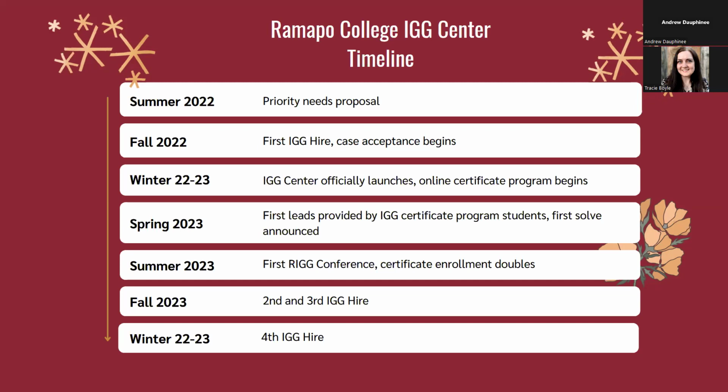Spring 2023 marked a significant milestone as students from the IGG certificate program provided the center's first leads, leading to the announcement of our first identification. During the summer of 2023, the center hosted its inaugural Ramapo Investigative Genetic Genealogy Conference, coinciding with a doubling of enrollment for the certificate program.